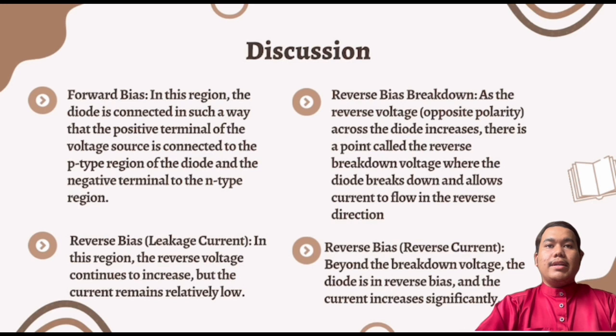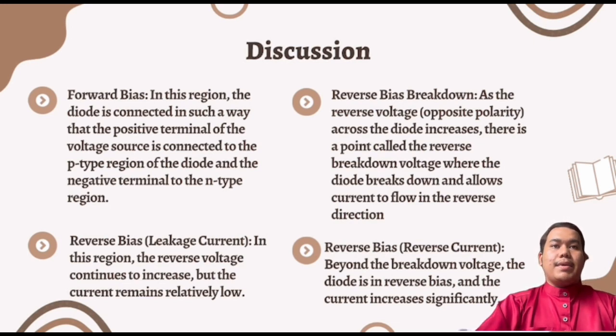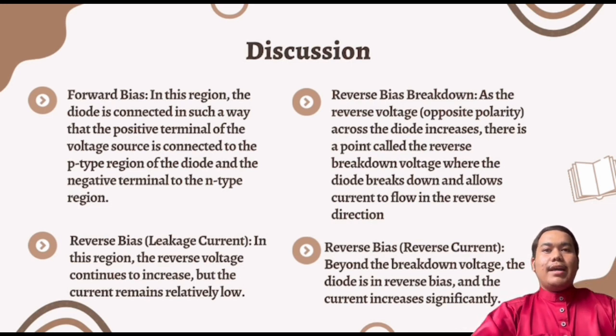Third is the reverse bias, or reverse current. Beyond the breakdown voltage, the diode is in reverse bias and the current increases significantly. However, the increase is not as steep as during the breakdown. This region is typically represented by a gradually sloping curve on the IV characteristic graph.